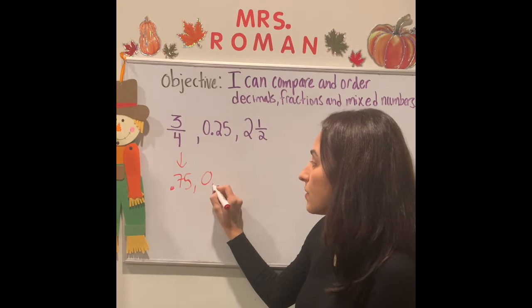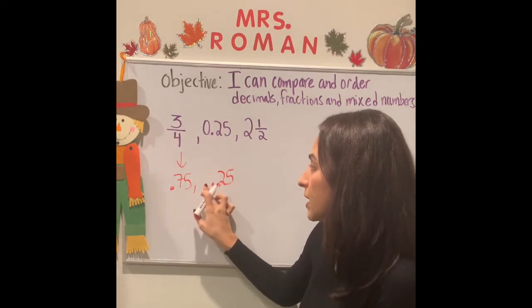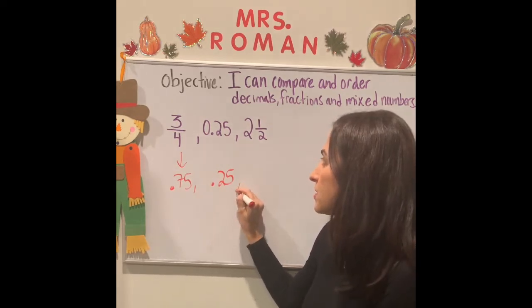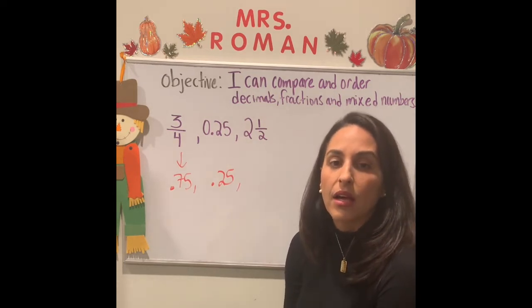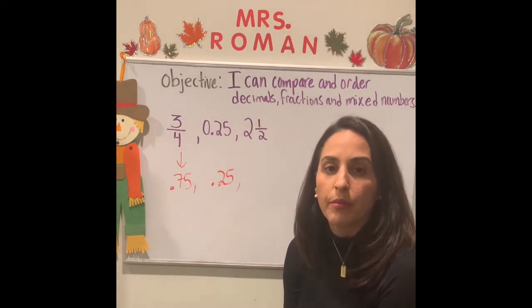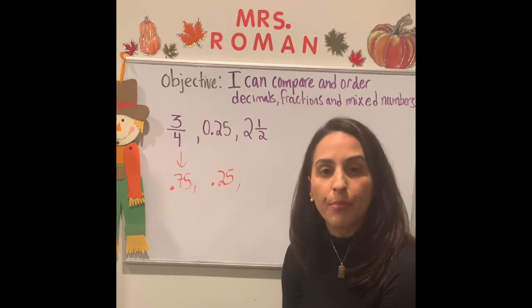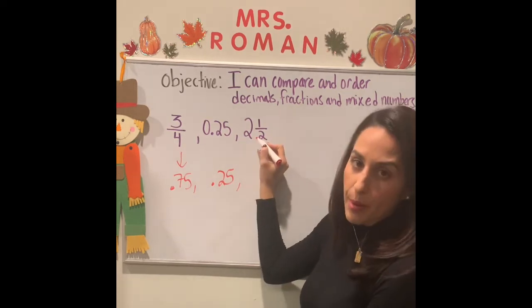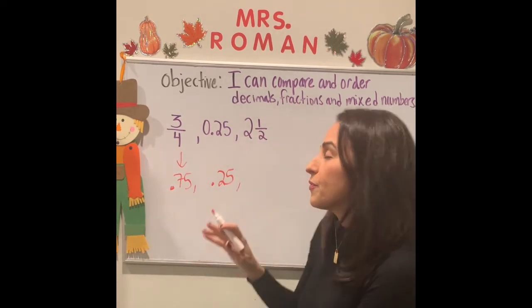So we're going to write down 0.25, or you just can write down 25 to keep it all the same. Here we have 75 hundredths. Here we have 25 hundredths. 2 and 1/2. That's a mixed number. I need to change it to a decimal, but I can't do it because it's a mixed number. So first I have to change it to an improper fraction. After I change it to an improper fraction, then I have to change it to a decimal. The way we change it to an improper fraction is you start from the bottom and then you work your way up.